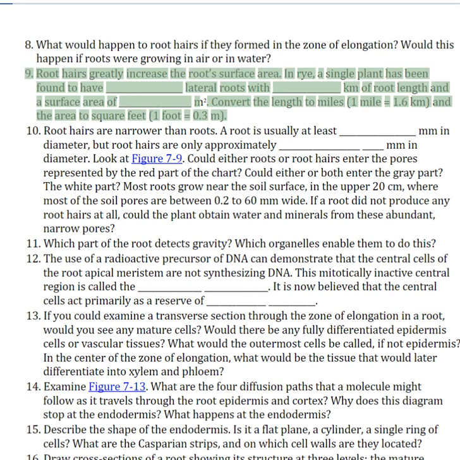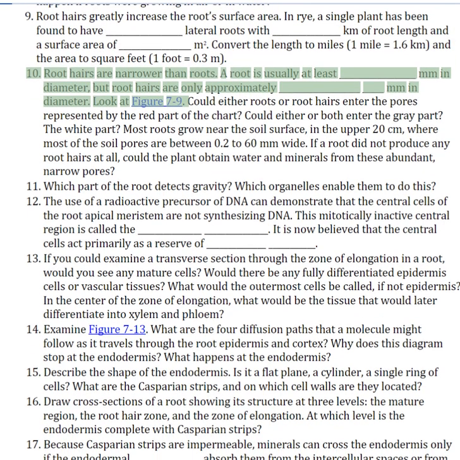9. Root hairs greatly increase the root's surface area. In rye, a single plant has been found to have lateral roots with km of root length and a surface area of m. Convert the length to miles and the area to square feet. 10. Root hairs are narrower than roots. A root is usually at least mm in diameter, but root hairs are only approximately mm in diameter.